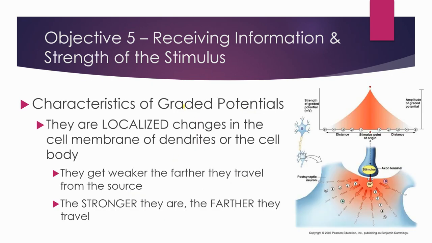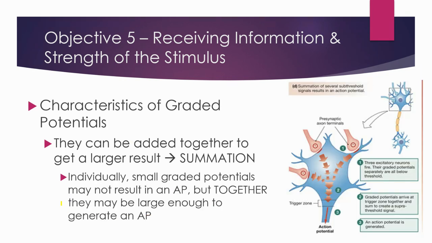These graded potentials, or these various changes in the membrane potential, have some specific characteristics that we're going to look at. Number one, they are localized. They're specific changes in that area of the cell membrane. As they're traveling into that cell, they are getting weaker. The farther they get from the source, wherever that stimulus occurred, the weaker and weaker they get. So the stronger they are, the farther they're going to travel. And that's why your stronger stimuli can result in an action potential, whereas your weaker stimuli may not.